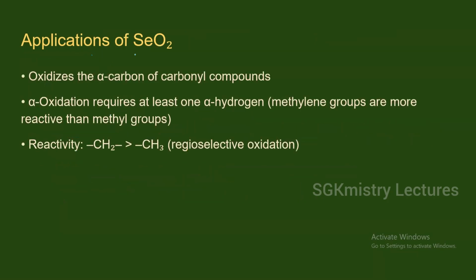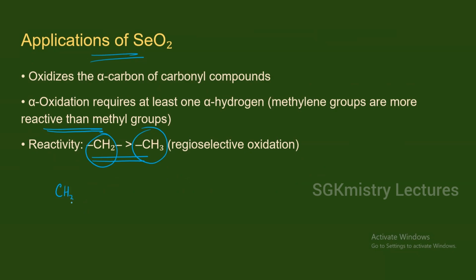Coming on to the applications of SeO2, it oxidizes the alpha carbon of the carbonyl group. This we have already come across when we were studying oxidation of carbonyl compounds. This oxidation is possible when the alpha carbon has at least one alpha hydrogen present. Methylene groups are more reactive when compared to methyl groups. So this also we have seen. I've already told you, right? This particular group is more reactive when compared to CH3. I had given one example and explained, if there was CH2 instead of CH3, how the oxidation would occur, right?